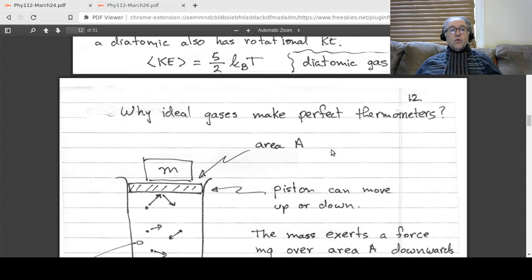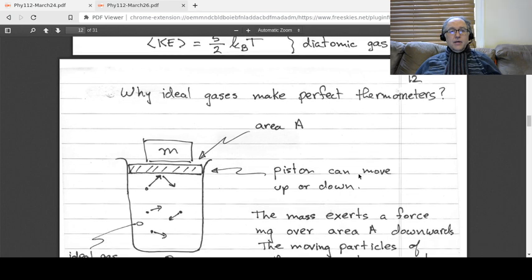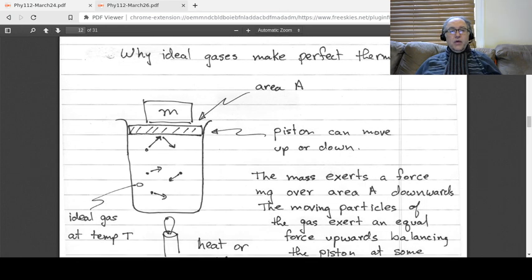Now, before we actually do problems here, let's return to the question of why ideal gases actually make these perfect thermometers. We have all the machinery now to really understand why, when we plotted V versus the temperature for these ideal gases, they really did extrapolate down to absolute zero. So here's how you would do this experiment. They're not easy experiments to do, but they can be done.